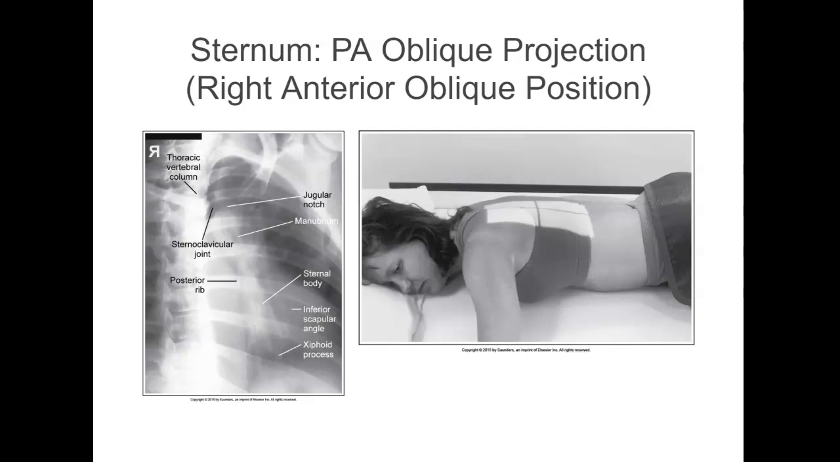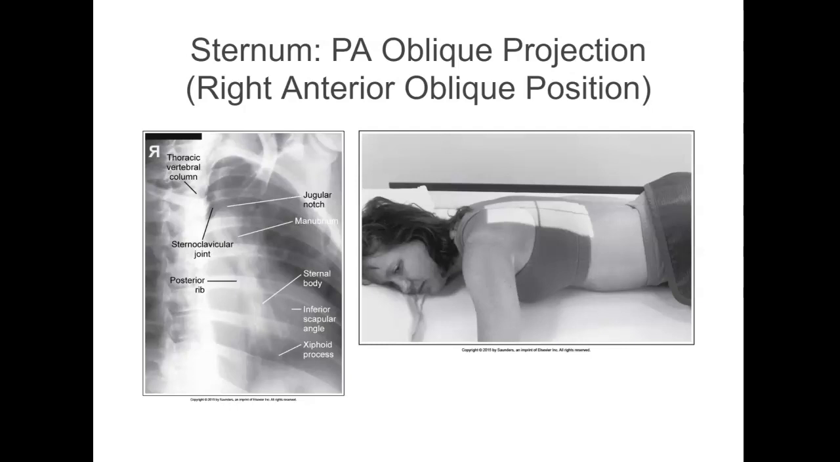The manubrium, SC joint, sternal body, and xiphoid process are demonstrated within the heart shadow without vertebral column superimposition. The mid-sternum is at the center of the exposure field. The sternum is demonstrated without motion or distortion. Ribs and lung markings should be blurred if utilizing a breathing technique.